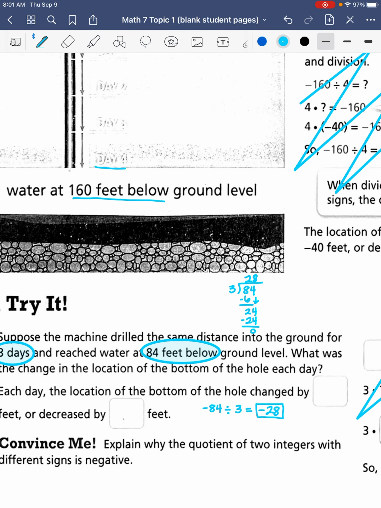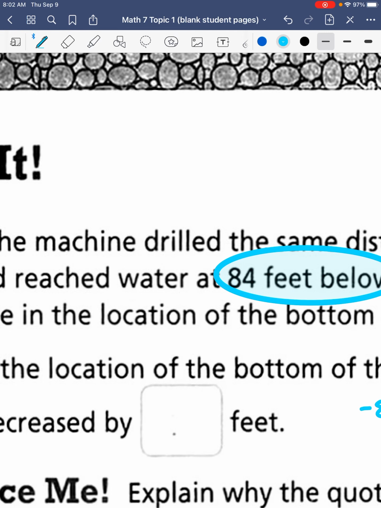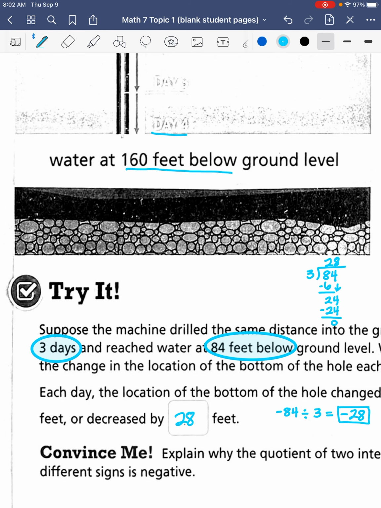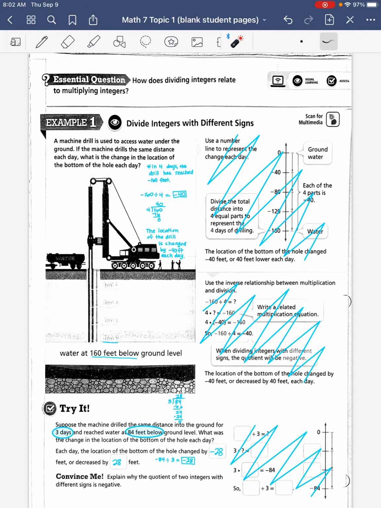So the location of the bottom of the hole is changed by negative 28 feet or decreased by 28 feet each day. Now, why did I write a positive 28 here and a negative 28 in the other box? Well, it's because this word decreased. Decreased means that it was going down. So if I said decreased by negative 28, that would not make sense. So I'm going to stop this video here and we will pick up in class on page 55 with example 2.